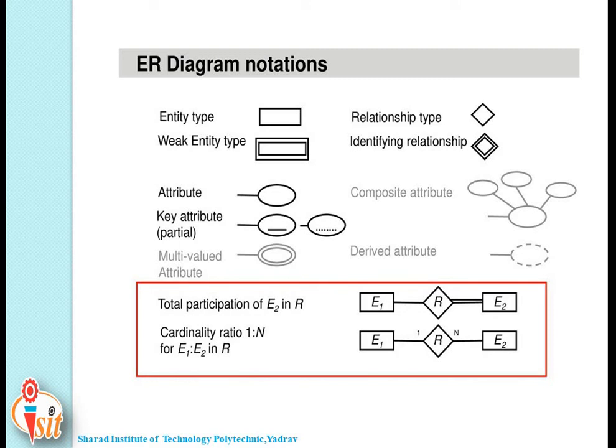Next one is, here you can see the relationship, where total participation of entity, and another one is cardinality ratio having one to many relationship. Relationship is nothing but it's used to describe a relationship between entities. Diamond is used to represent the relationship. The first one shows total participation, and second one, single line, shows partial participation of entities.